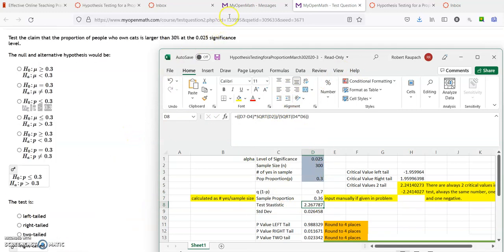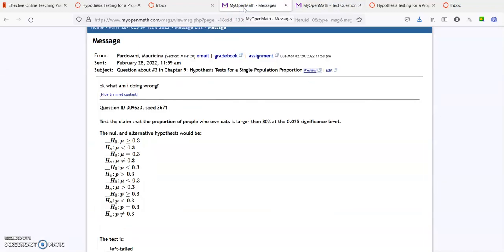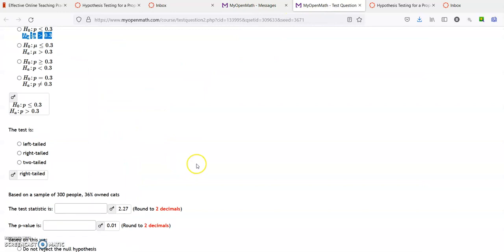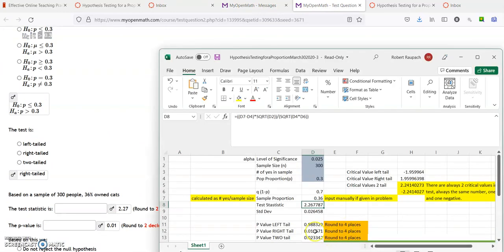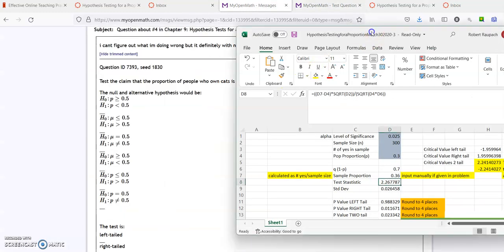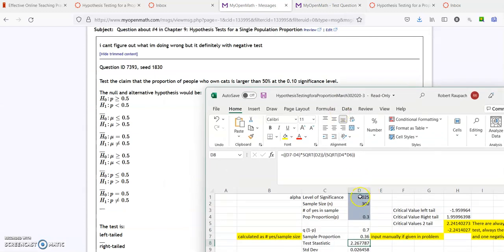this is question number 3, chapter 9, in the proportions. So the p-value is a right tail 0.01. Test statistic is 2.27. Oh, well, I imagine this is the same issue. Level of significance is 0.10.